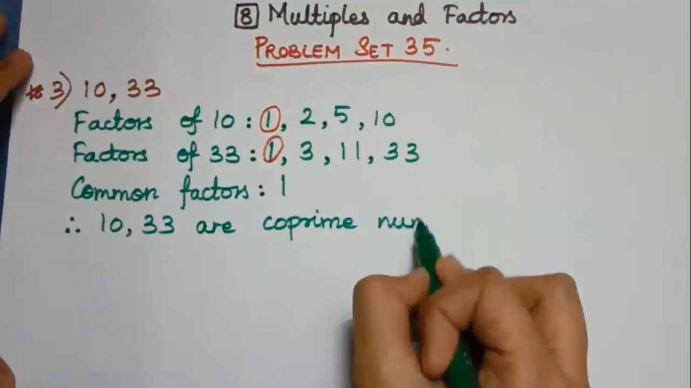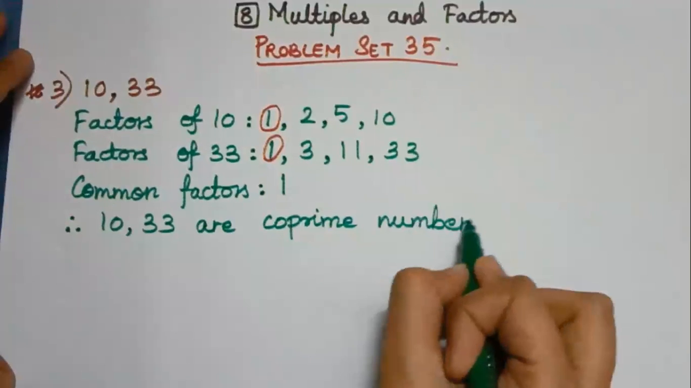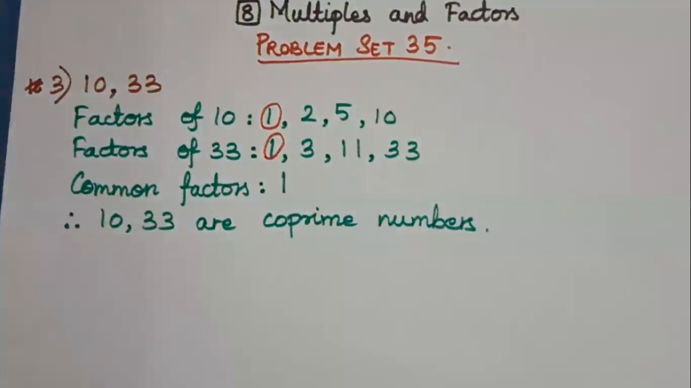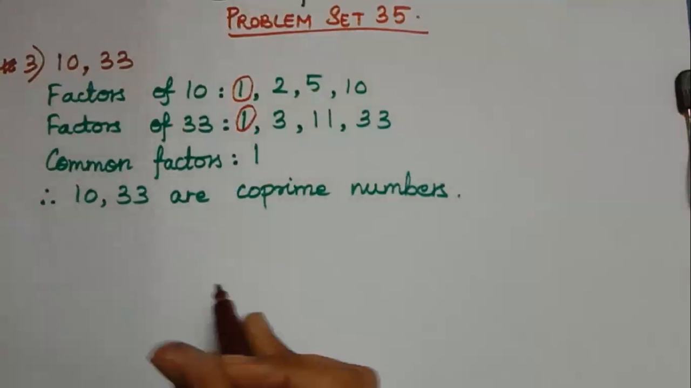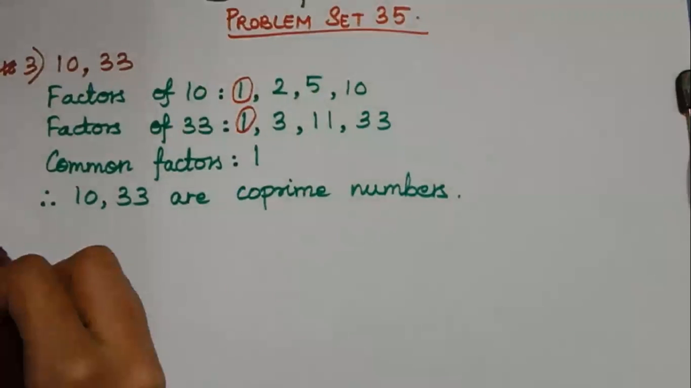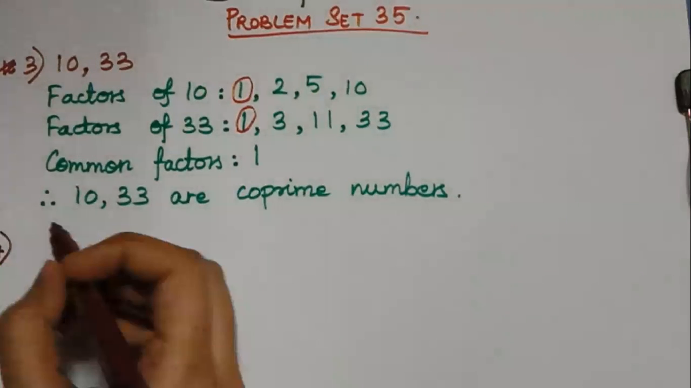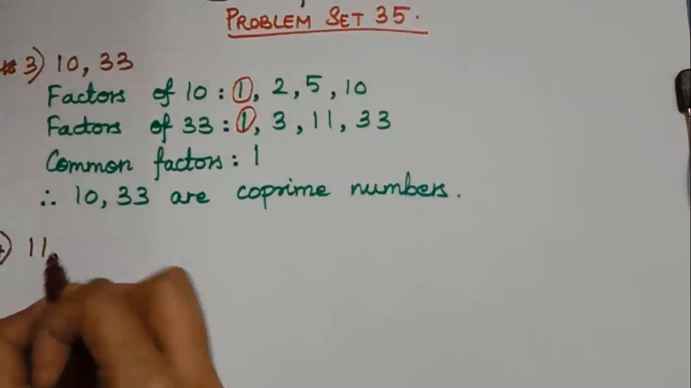So girls, I hope you are now understanding these sums. Now girls, we will do the fourth sum from this problem set. Okay, so the fourth sum has numbers 11 and 30.